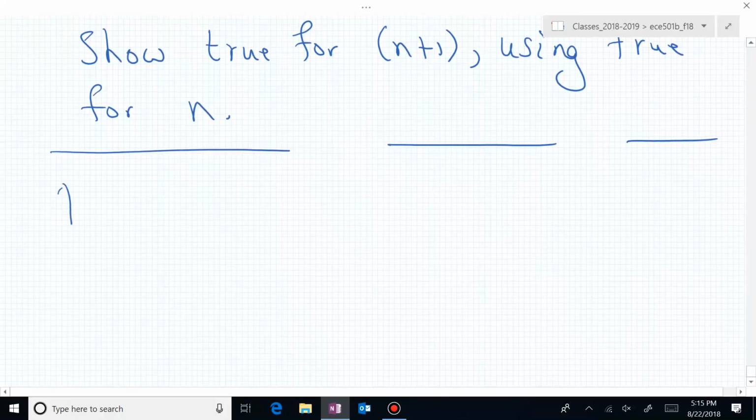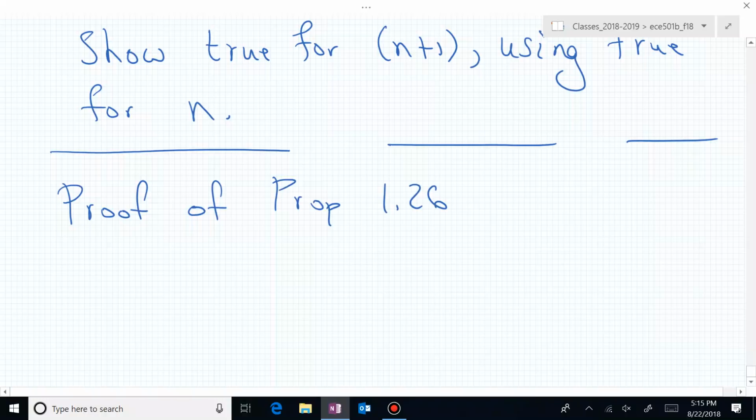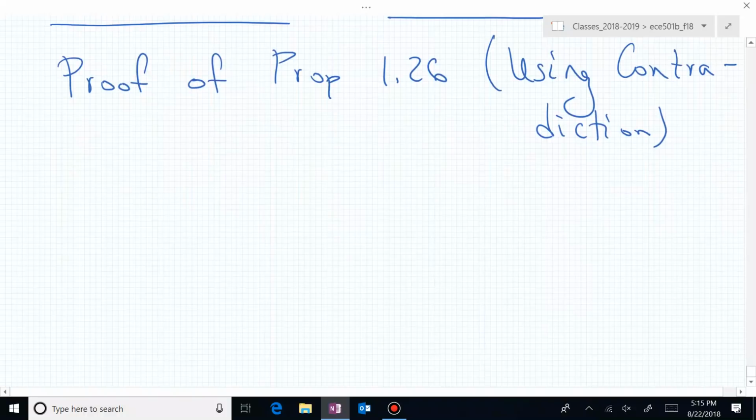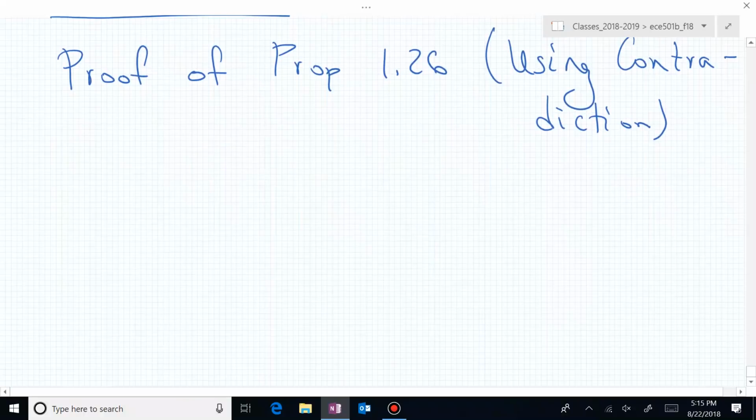All right, so let's look at the proof of proposition 26 in chapter 1. And we're going to use the strategy of contradiction. And proposition 26, maybe I won't write it here just to save time, but that's every element in V has a unique additive inverse. So what's the contradiction strategy? What do I assume?